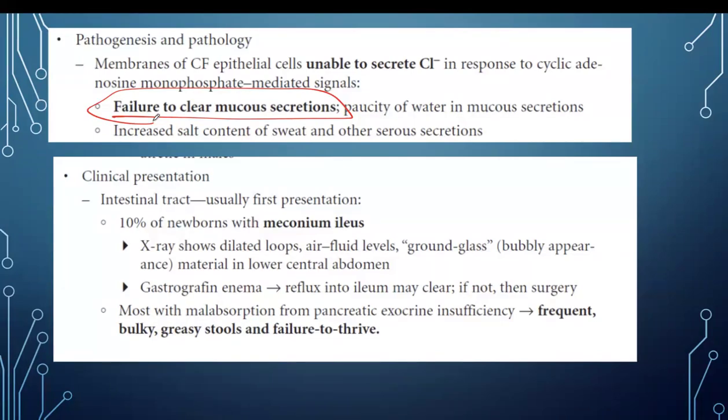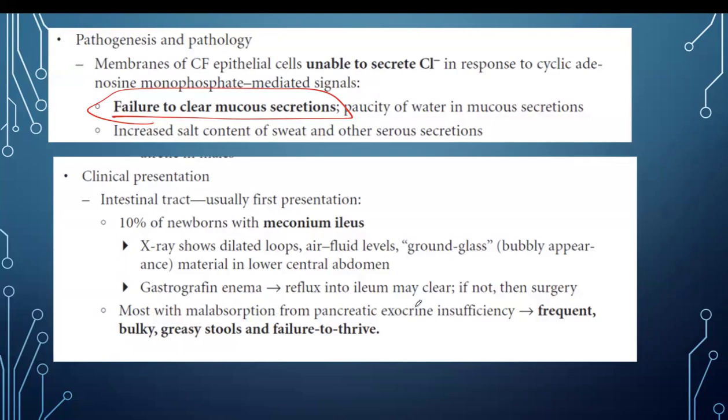But in a patient with cystic fibrosis, the mucus and the digestive juice become very thick, so the patient is unable to clear it. Okay? Because they can't clear this mucus, they can end up getting a lot of lung infection and eventually bronchiectasis and chronic chest infection.